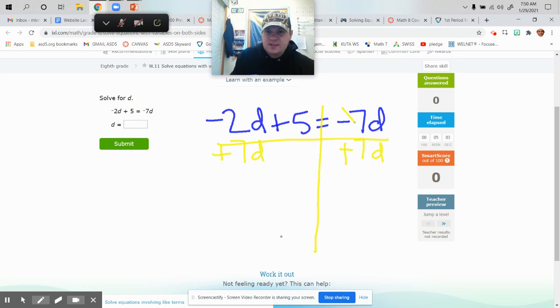So this equals 0, so it's gone. So I'm left with 0 over here. I still have the plus 5 because I haven't even touched it yet. And I'm super laggy, so it's a little hard to keep it up. Negative 2 plus 7 is going to be positive 5d. Oh, gosh. There we go.